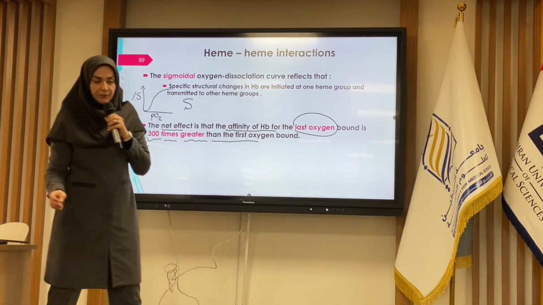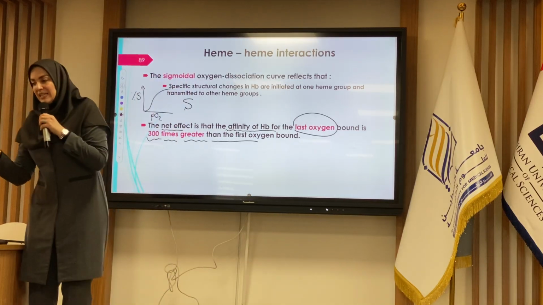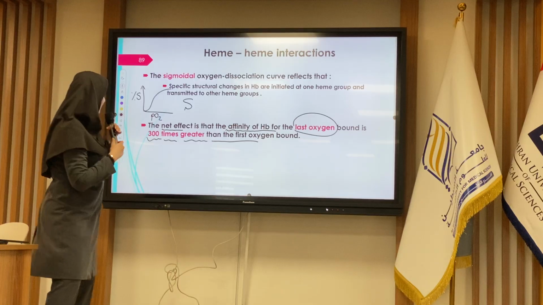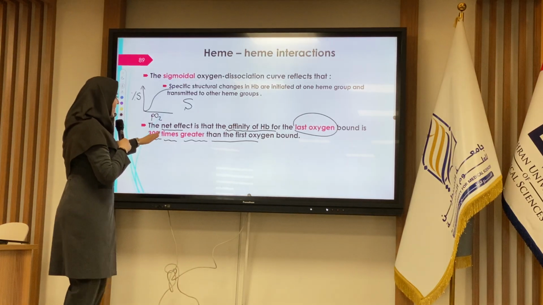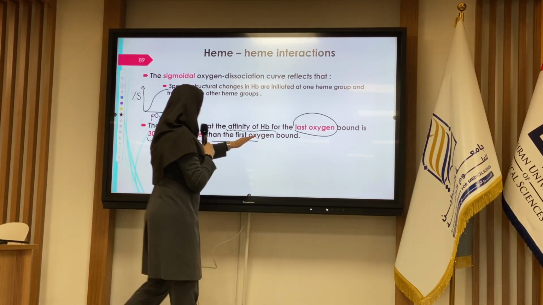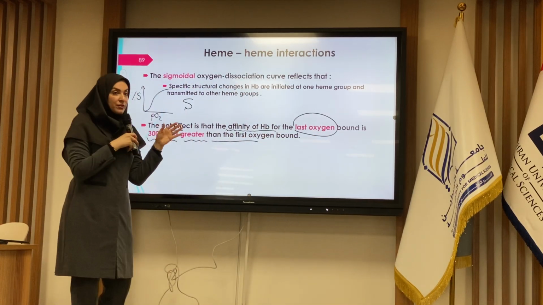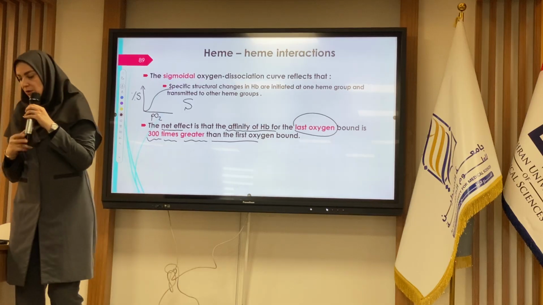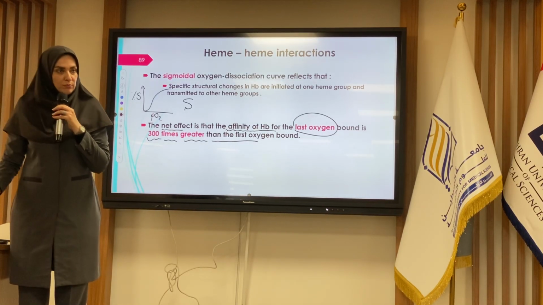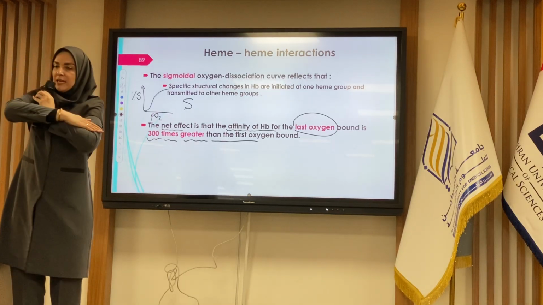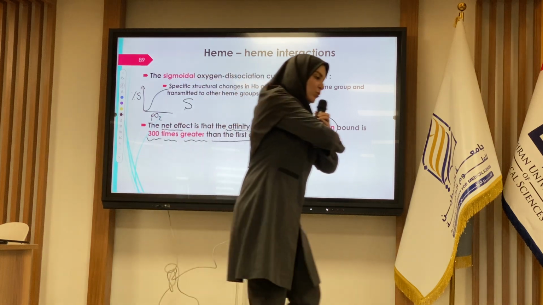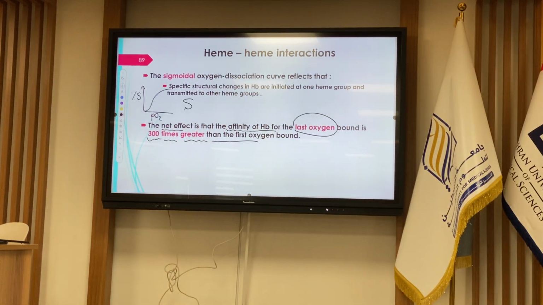For example, I want to explain the last line. The net effect is that the affinity of the hemoglobin for the last oxygen bound is 300 times greater. What does it mean? Okay, I release all of my oxygen in a tissue, and now I became a T form, and the T form turns back to the lung.